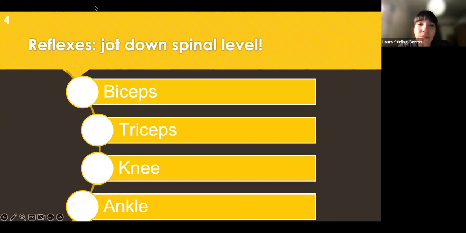Does anyone want to put in the chat what you think is the level of the reflexes for the biceps, triceps, knee, and ankle? You don't have to answer all of them, but you can try one if you know one of them.